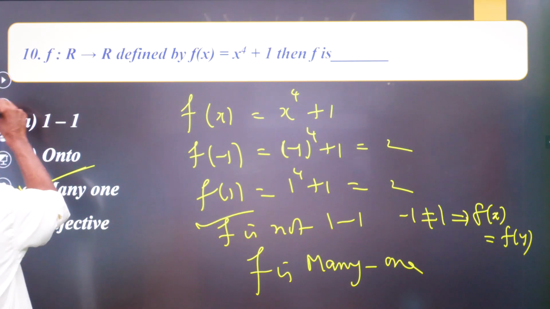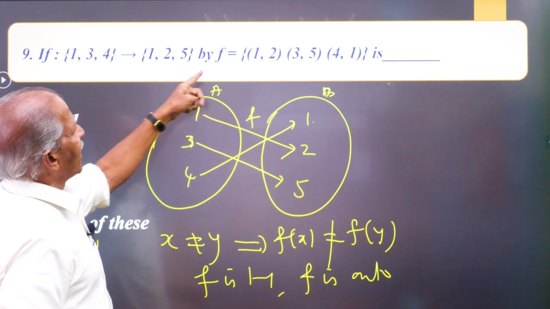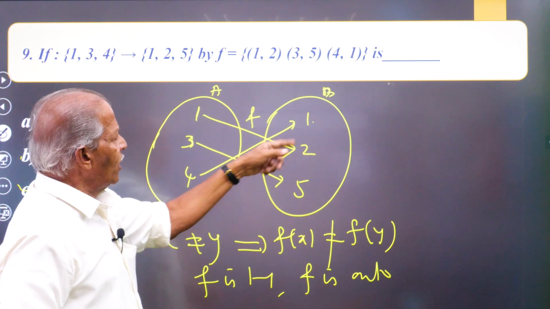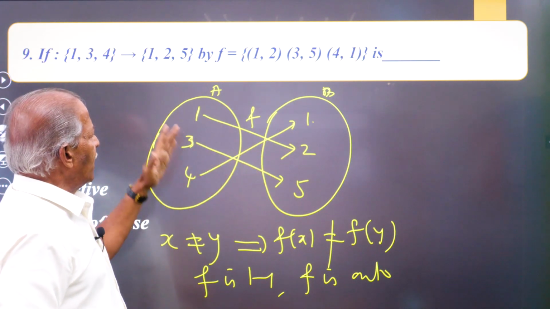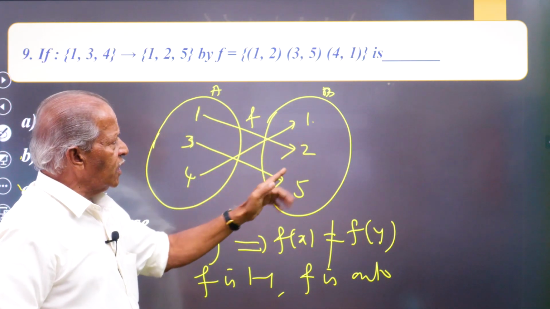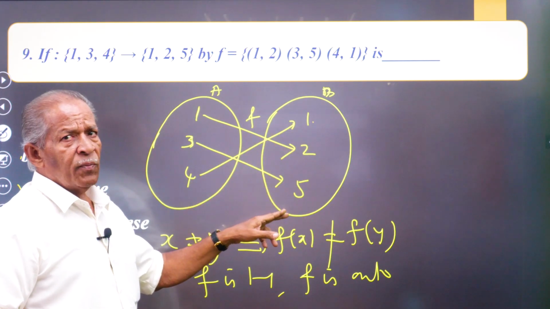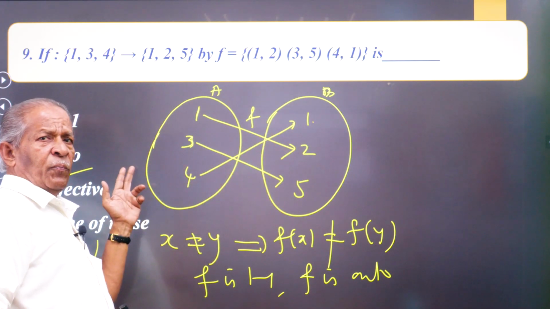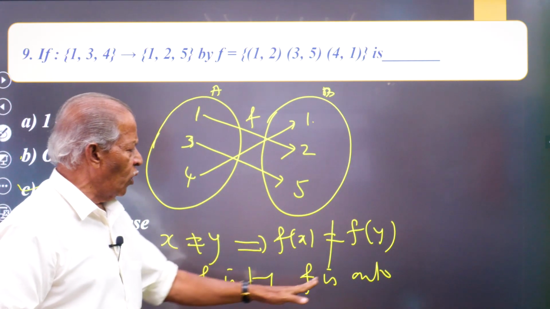That's many-one. The next one, the function is given by, draw the diagram and check that different elements have different images. In the codomain, no element is left over. All the elements have pre-images. Therefore, it is both 1-1 and onto.